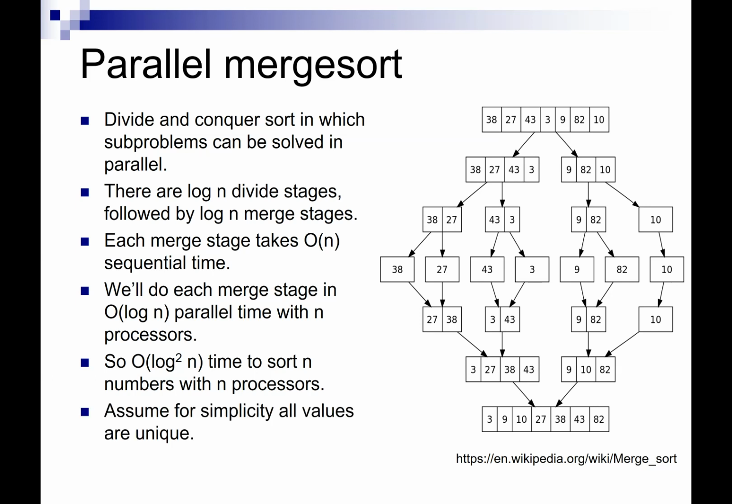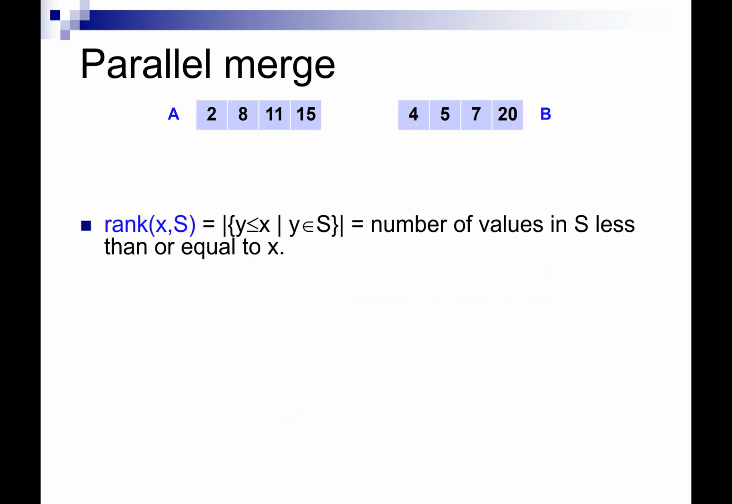And also, we're going to assume for simplicity that all the values are unique. Of course you can do this when you have non-unique values, but it's just simpler to assume all the values are unique. So let's talk about how to merge two lists of sorted numbers into a big sorted list. Suppose you have these two lists, so they're already sorted.